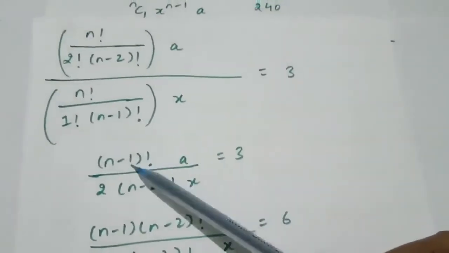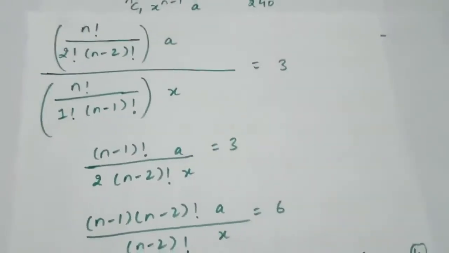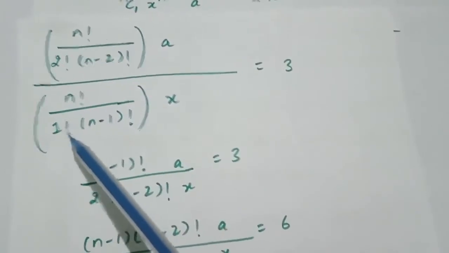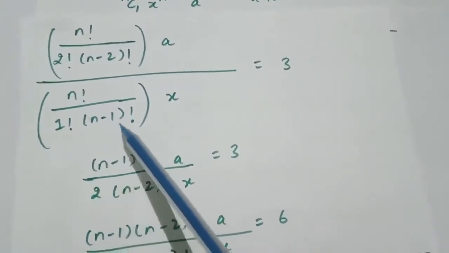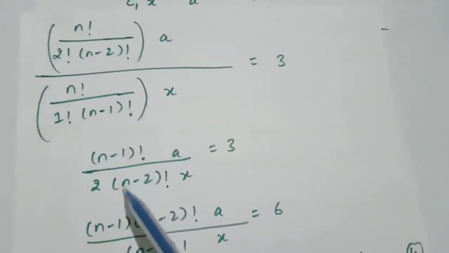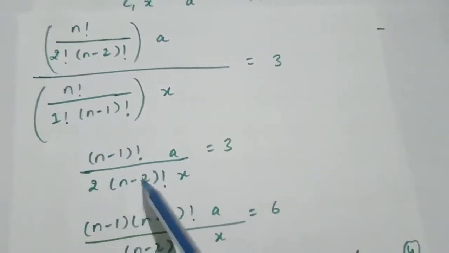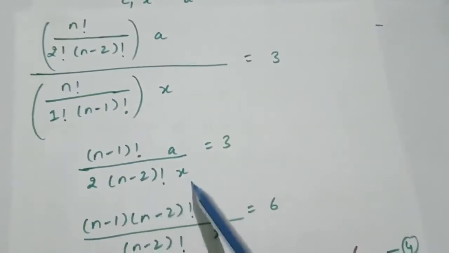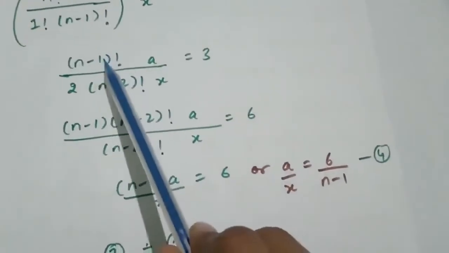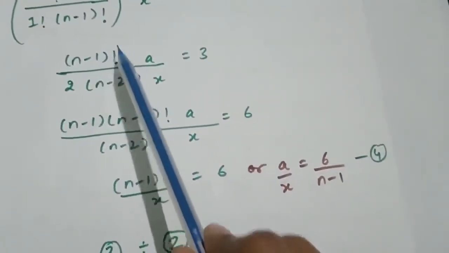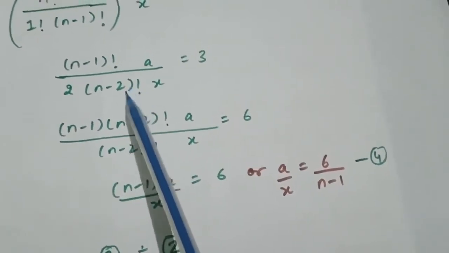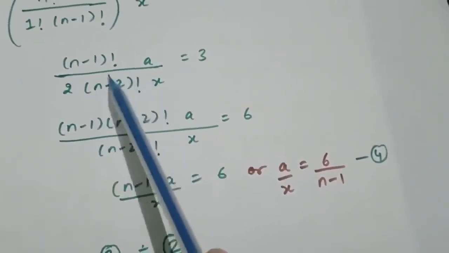Now cancel this n factorial with this n factorial. 1 factorial is 1 and this (n - 1) factorial will go in the numerator, into A upon 2 factorial is 2, into (n - 2) factorial, into x, is equal to 3. Now writing this (n - 1) factorial as (n - 1) into (n - 2) factorial. Why? Because in the denominator (n - 2) factorial is already there.